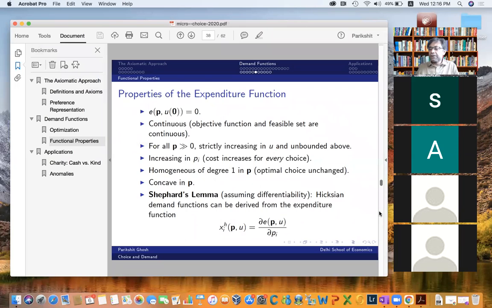Let's talk about some properties of the expenditure function. And this is the last step before we get to the heart of the matter, which is, as I said, testable implications. Many of these properties don't even require elaborate proofs. They're quite obvious or intuitive. Let me go through some of them. The last two are the important ones, which will be useful for us as we move ahead.